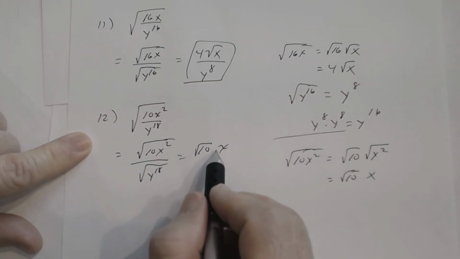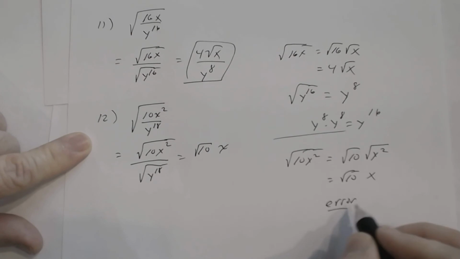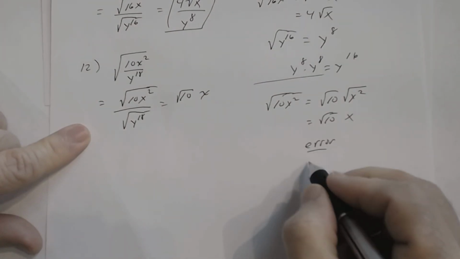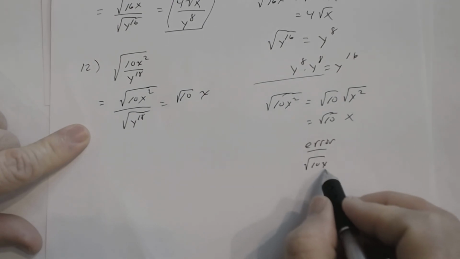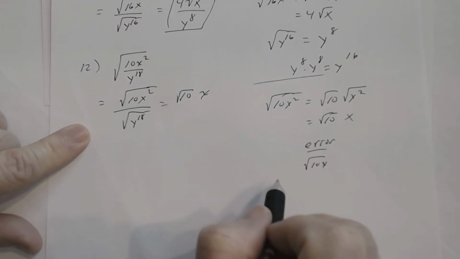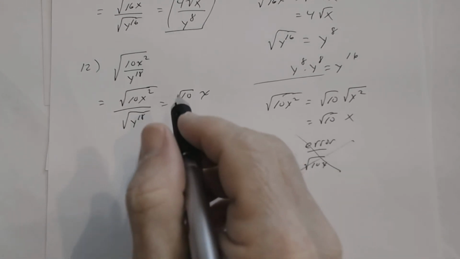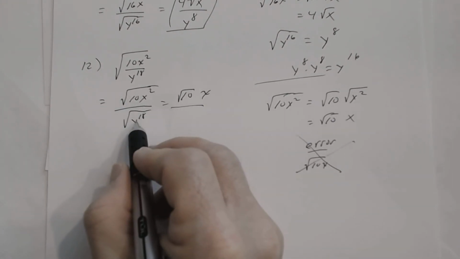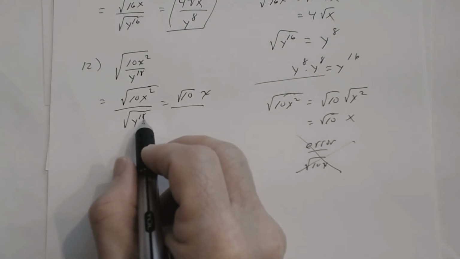Now be careful. This is an error that some students make. Don't make it look like this, because that looks like x is part of the radicand, and it's not. What's the only radicand here? 10. So be careful. Don't do this. And so now the denominator, 18 is even, so that's the easy kind.